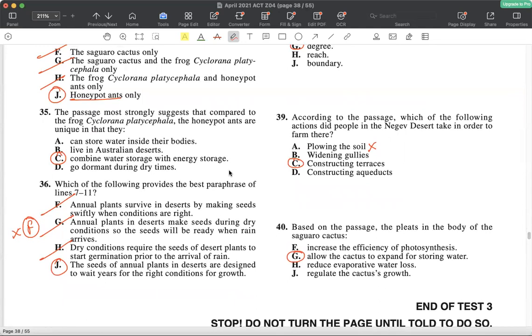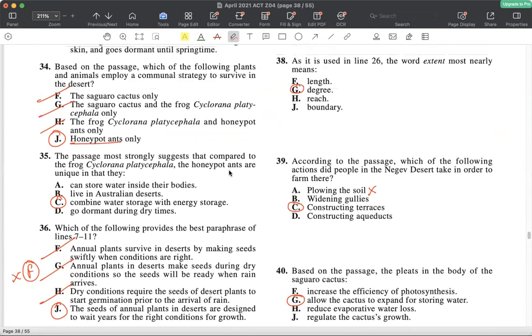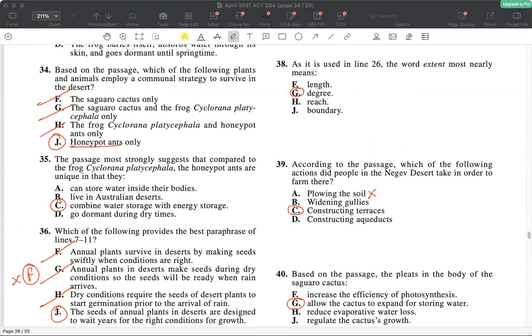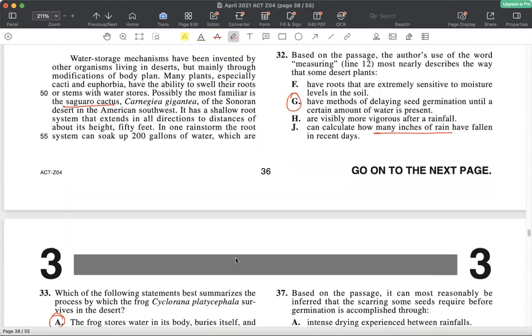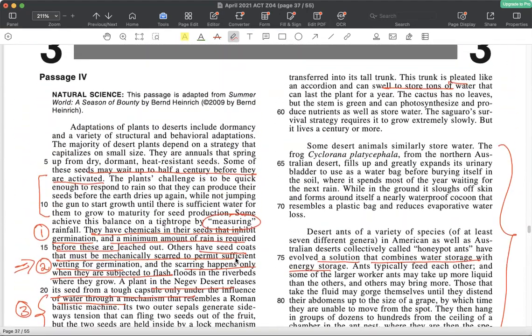Annual plants survive in deserts by making seeds swiftly when conditions are right. Okay, let me confirm. Reading Z04, 36 is F. Okay, let me read that again then. Adaptations of plants to deserts include dormancy and a variety of structural and behavior adaptations. The majority of desert plants capitalize on small size. They are annuals that spring up from dry, dormant, heat-resistant seeds. Some of these seeds may wait up to half a century before they are activated.